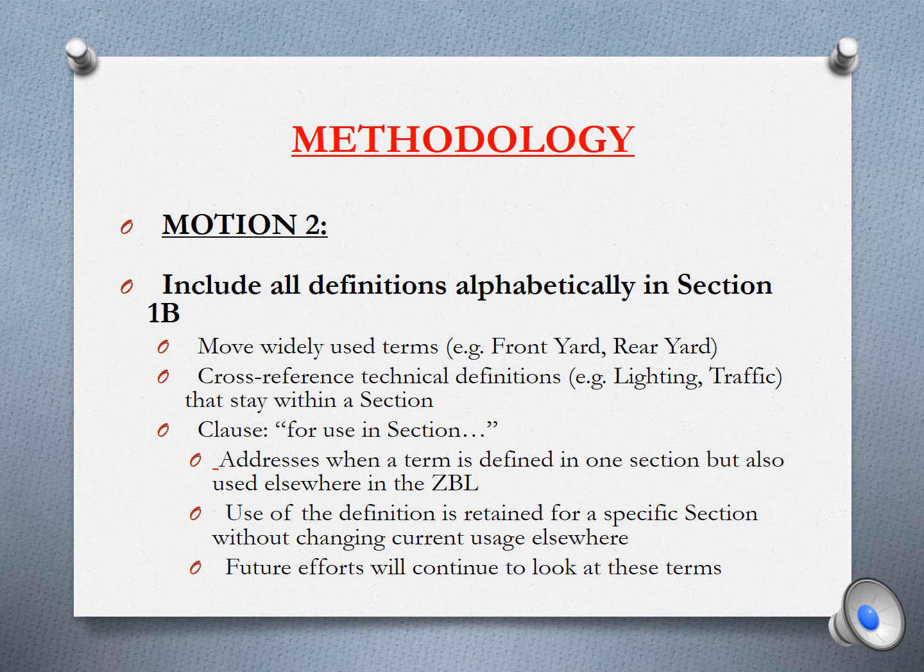There also are situations when a definition can apply generically throughout the zoning bylaw, but develop a more specific use within one particular section. In this instance, the definition will appear in Section 1B, but carry a caveat referencing the exception. Going forward, planning will further examine these terms and determine if future amendments to Section 1B may be appropriate.